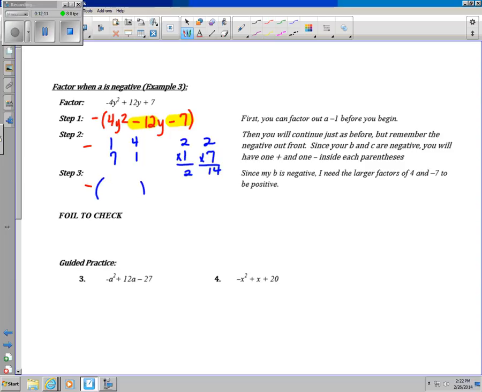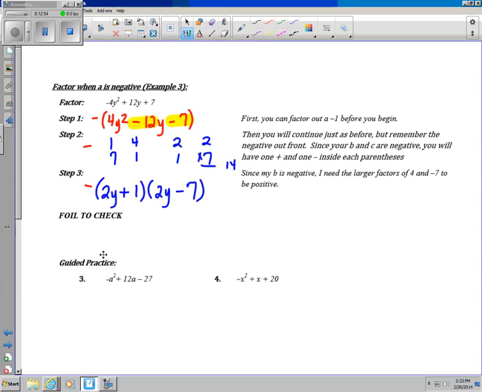So I'm going to write my parentheses, knowing I'm going to have 1 plus and 1 minus inside the parentheses, since I have a negative C. And I'm going to go ahead, oh, I just got rid of my combination, didn't I? Okay. I'm going to go ahead and write 2y right here and 2y right there, since I know those are my factors for the 4. And I'm going to stop and think, I need my 14 to be negative. When we discovered the 14 right here, that needs to be negative. So wherever I put my 7, that's going to be negative, and wherever I put my 1, that's going to be positive.